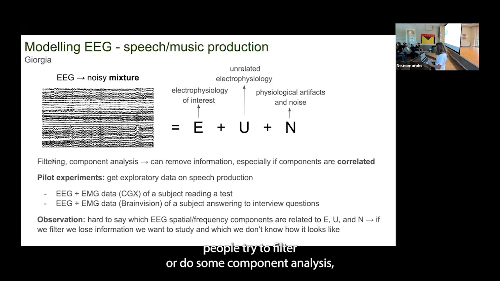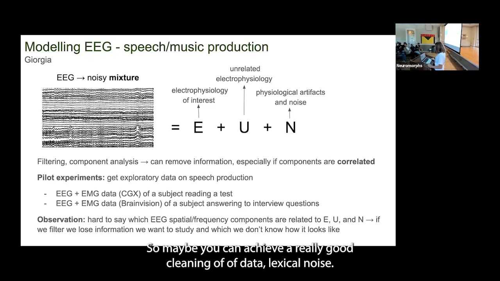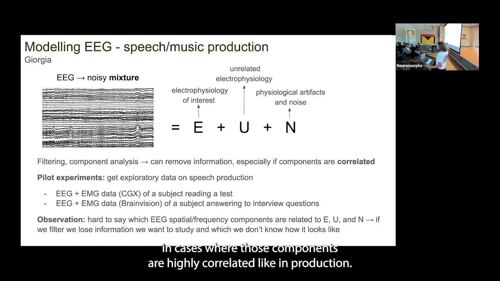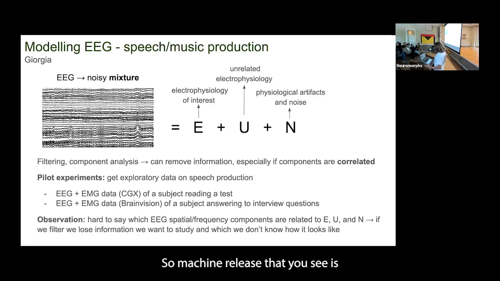Usually, people try to filter or do some component analysis, but you don't know if you're actually removing information of interest. You don't know what your ground truth signal is. So maybe you can achieve a really good cleaning of the data, but you don't know if you're losing information. And this is particularly true in cases where those components are highly correlated, like in production. Motion-related activity is highly correlated with EMG and with motion artifacts, like electrodes moving from their position.